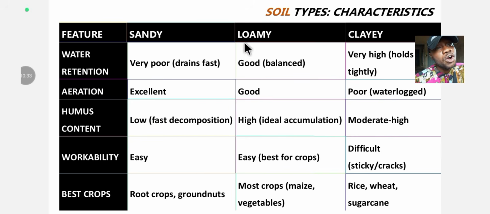For loamy soil, most crops thrive in it, but especially maize and vegetables. While for clay soil, you have crops like rice, wheat, and sugarcane. These are the crops that thrive in clay soil: rice, wheat, and sugarcane.